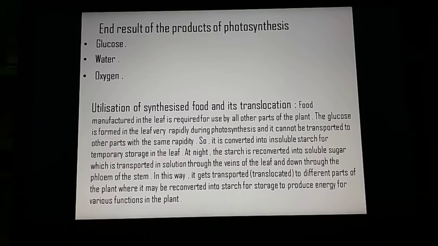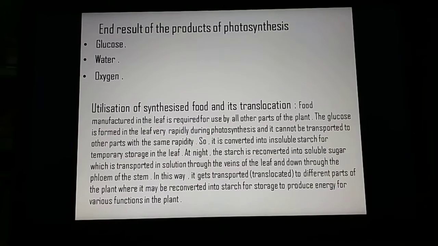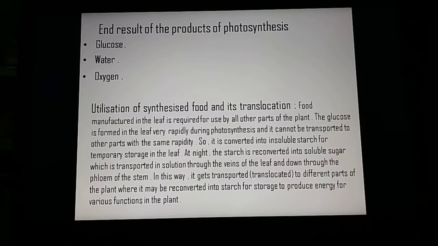Now we will see the end results of the products of photosynthesis. There are three end products of photosynthesis. First is glucose, second water, and third oxygen. Glucose, the simple sugar, is used in 4 different ways as required by the plant. First, it is immediately consumed by the plant cells, second, stored in the form of insoluble starch, third, converted into sucrose, and the fourth, used in synthesizing fats, proteins, etc.